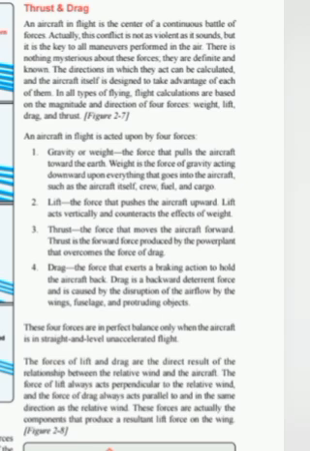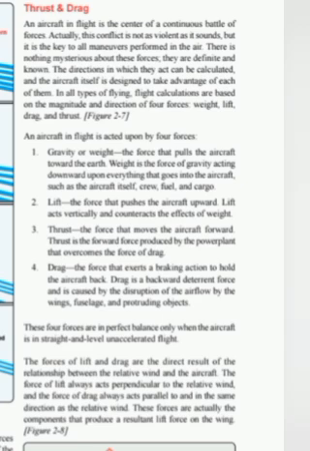Thrust, the force that moves the aircraft forward. Thrust is the forward force produced by the power plant that overcomes the force of drag. Drag, the force that exerts a braking action to hold the aircraft back. Drag is a backward deterrent force and is caused by the disruption of the airflow by the wings, fuselage, and protruding objects. These four forces are in perfect balance only when the aircraft is in straight and level, unaccelerated flight.